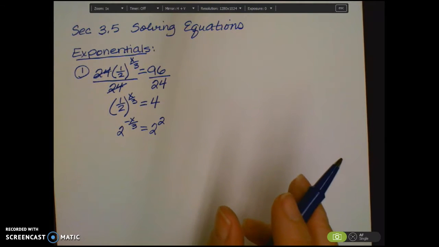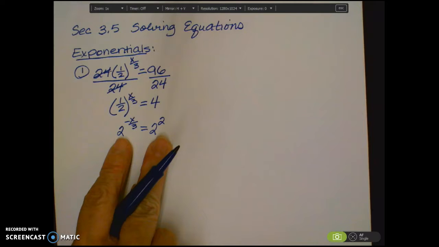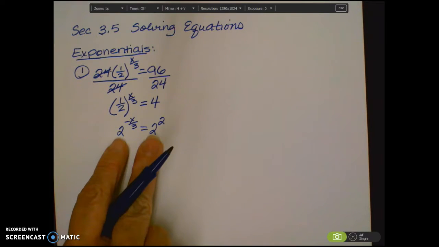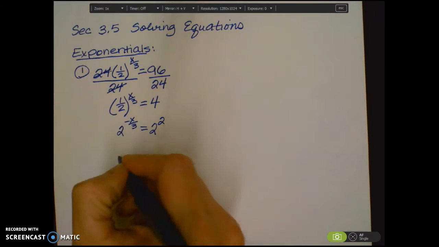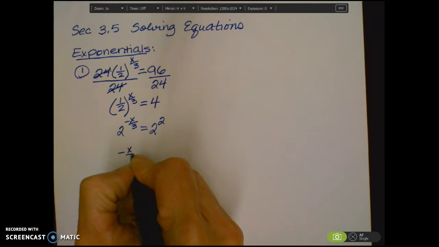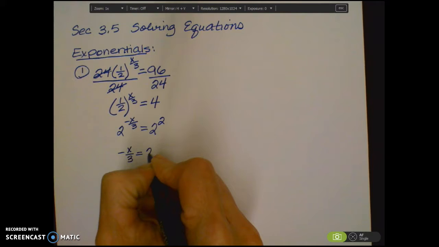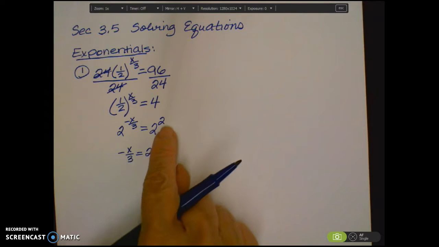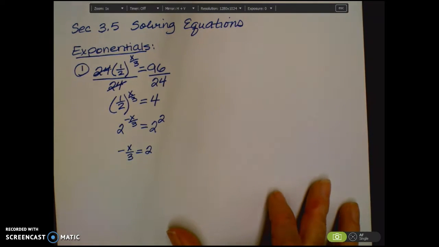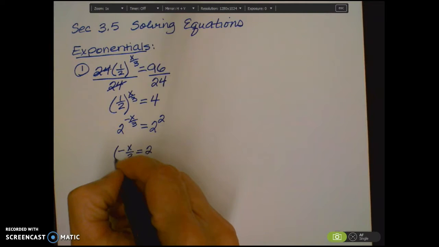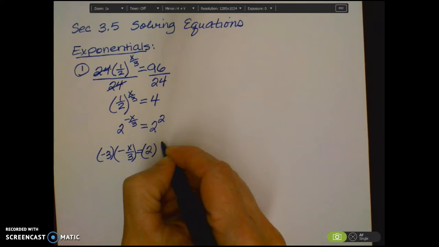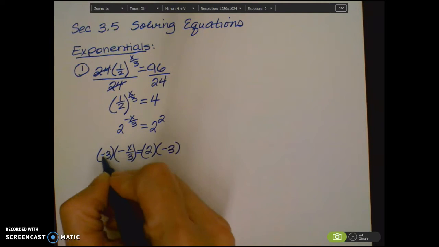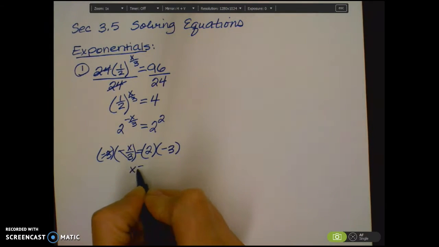So what I see at this point is I have two quantities that are equal to one another. They happen to have the same base, which means their exponents must be equal. So negative x over 3 must equal 2. The exponent on the left equals the exponent on the right. If I solve that for x, I'm going to multiply both sides by negative 3. x equals negative 6.